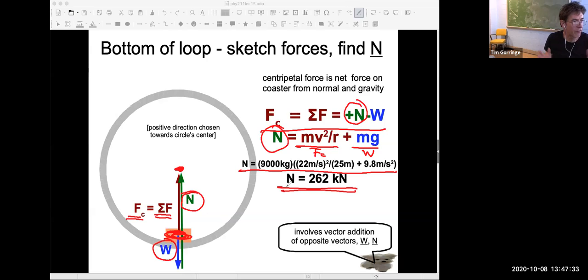Next class, sorry I've overrun a minute or two here. Next class, we're going to use what we've learned about circular motion and introduce universal gravity.